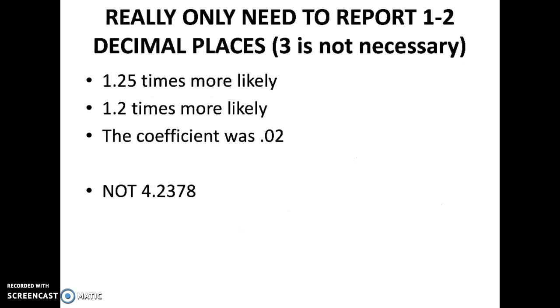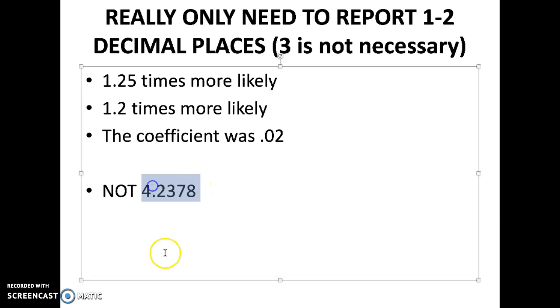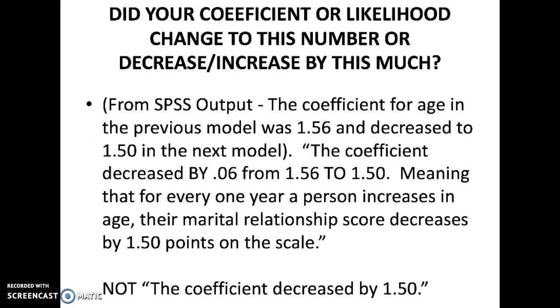When you're doing your table, you really only need to report 1 to 2 decimal places. 3 really is not necessary. I don't think we're getting much out of thousandths of a place. So you can say things like 1.25 times more likely, 1.2 times more likely, or you can say the coefficient was 0.02. You don't need to drag us into all of this stuff. You can just use 2 decimal spots and then cut it off. Did your coefficient or likelihood change to this number or increase or decrease by this much? It would be really easy to write up a confusing sentence.